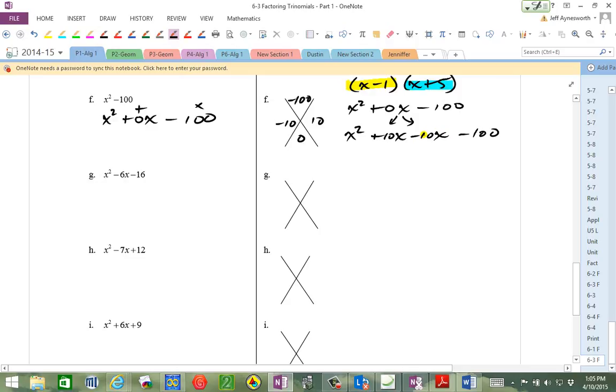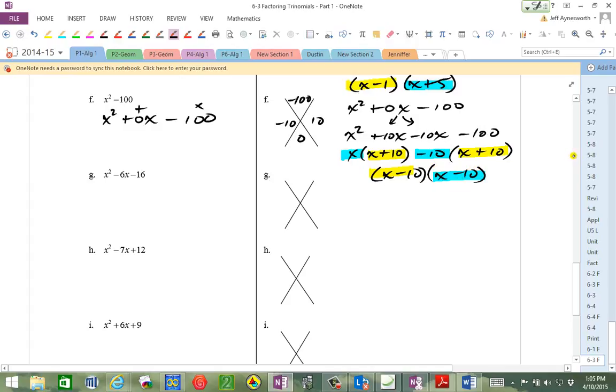And you get x times quantity x plus 10. And then here you got to distribute out negative 10, so negative 10 times x plus 10. Factor out the common factor, all right, which is x plus 10. Multiply it by the remaining terms, x minus 100. Excuse me, x minus 10. There we go.